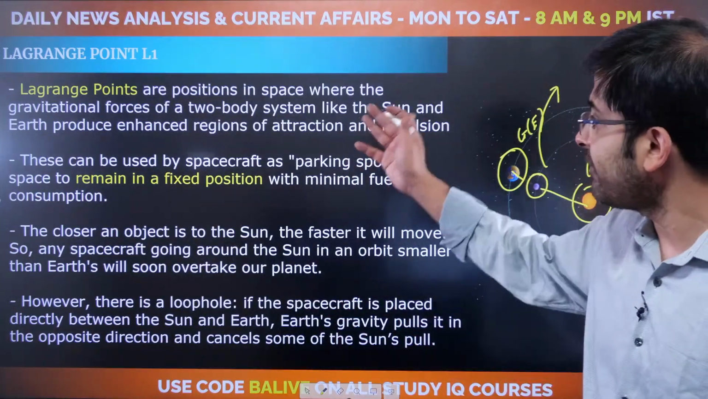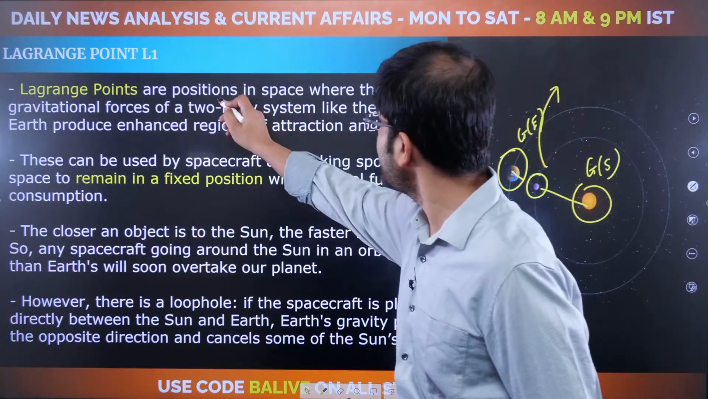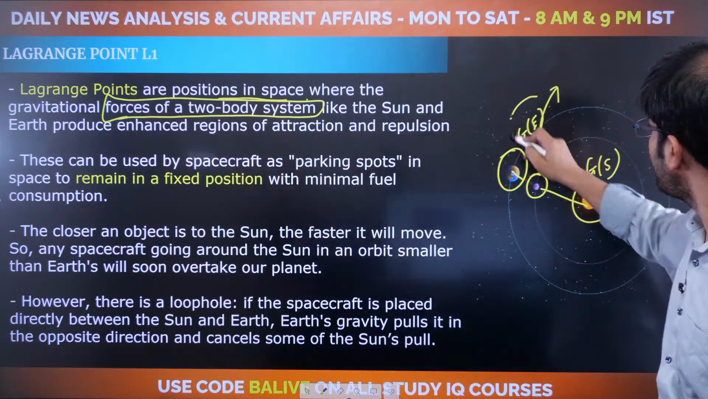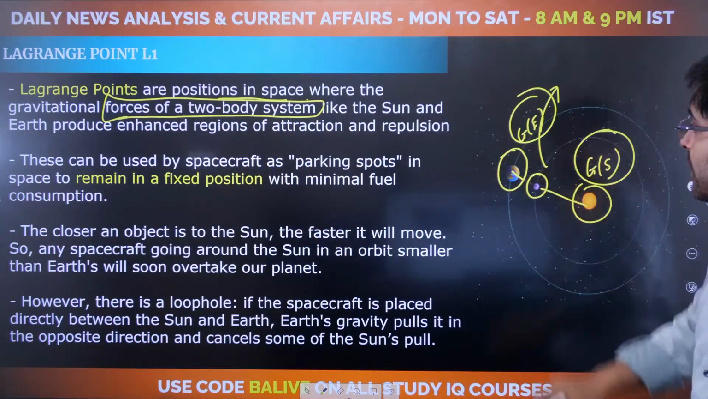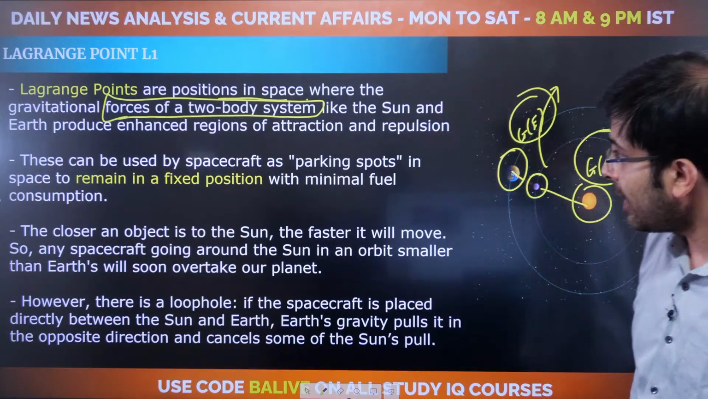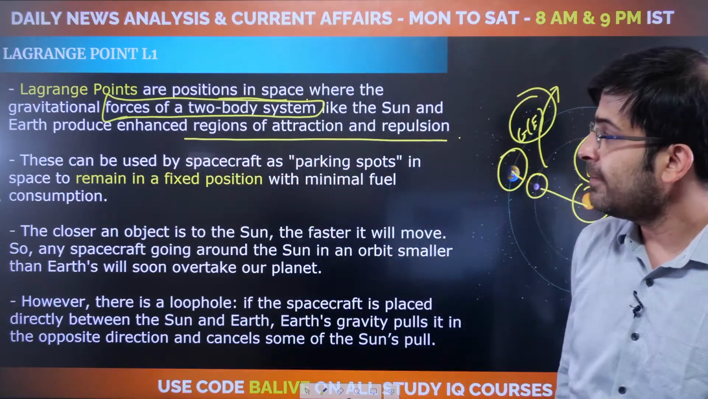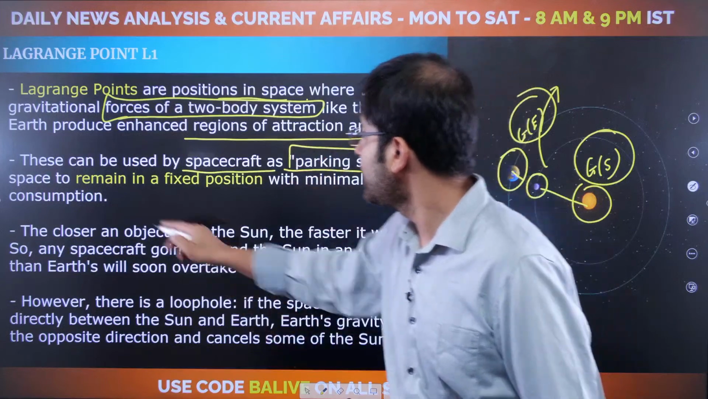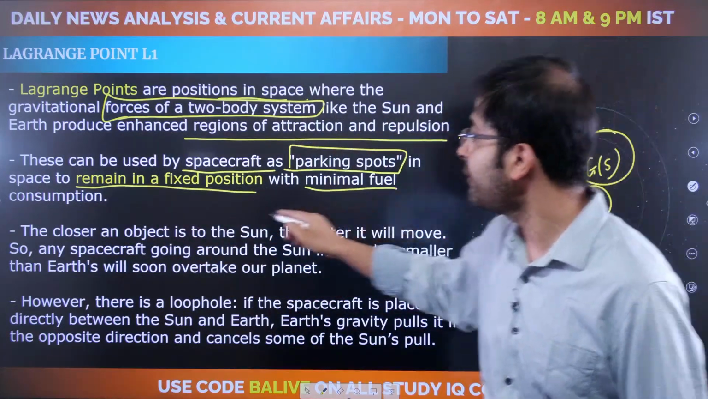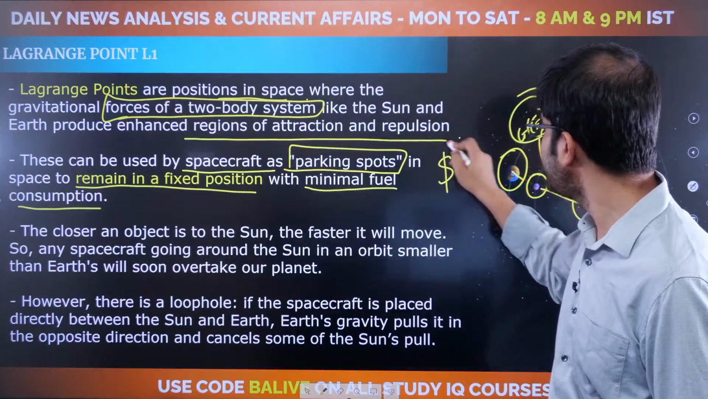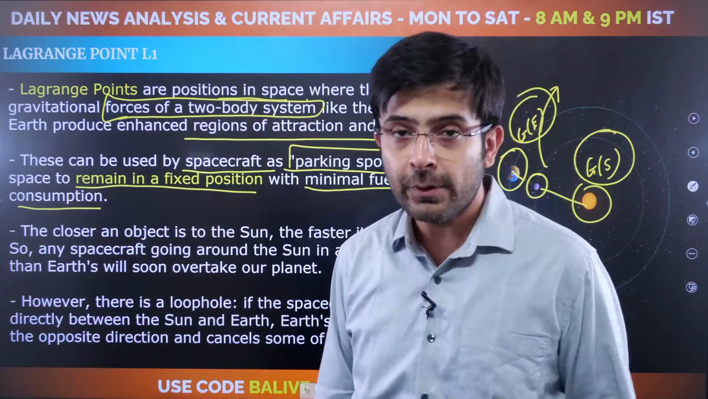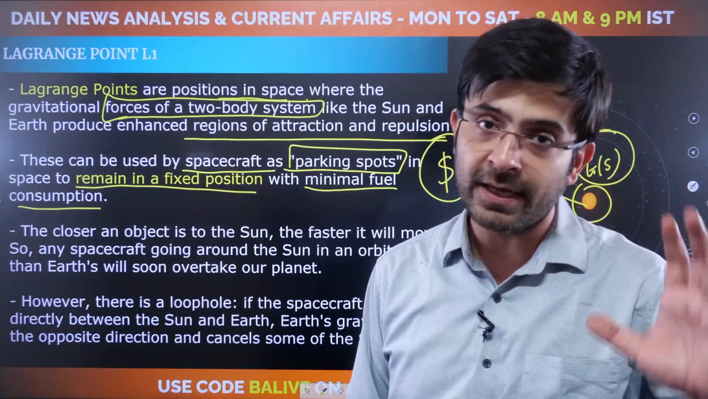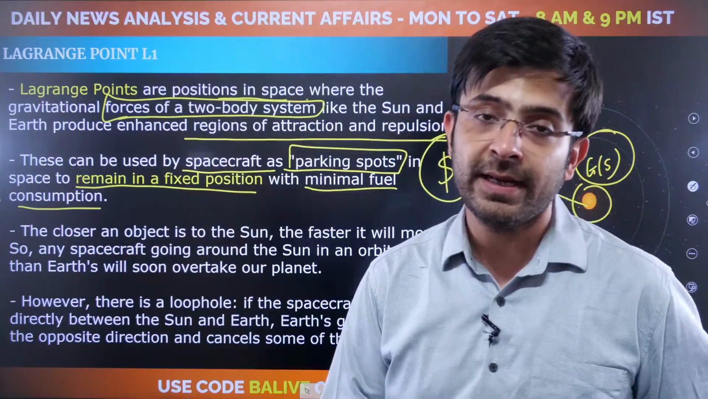Now, what are Lagrange points? Named after a scientist, not very important to know, but these are positions in space where the gravitational forces of a two-body system, gravitational field of Earth, gravitational field of sun, you are just going to balance it. Now, these can be used by spacecrafts as parking spots to remain in a fixed position with minimal fuel consumption. Essentially, it's about reducing the cost of the mission, guys. So, you are going to harness the natural gravitational forces of the sun and Earth to make sure that your cost of the mission is minimum.